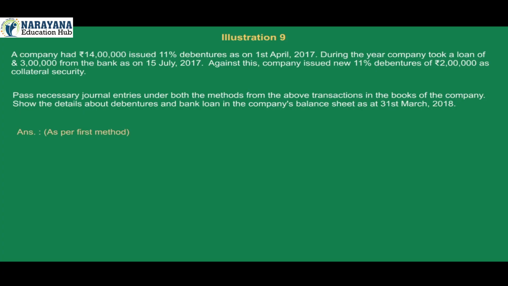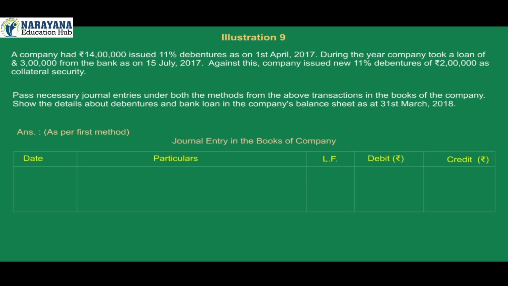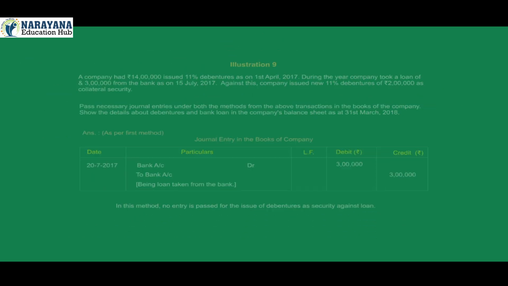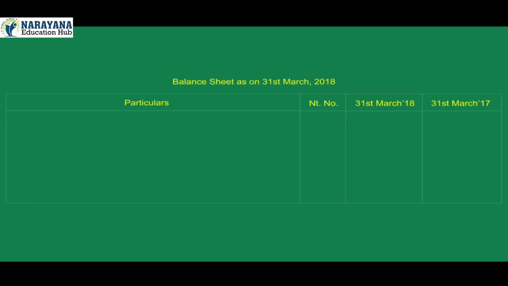Answer. As per first method, journal entry in the books of company. 20 July 2017. Bank account debit 3 lakh to bank account credit 3 lakh, being loan taken from the bank. In this method, no entry is passed for the issue of debentures as security against loan. Balance sheet as on 31st March 2018. Particulars, note number, 31st March 2018, 31st March 2017.